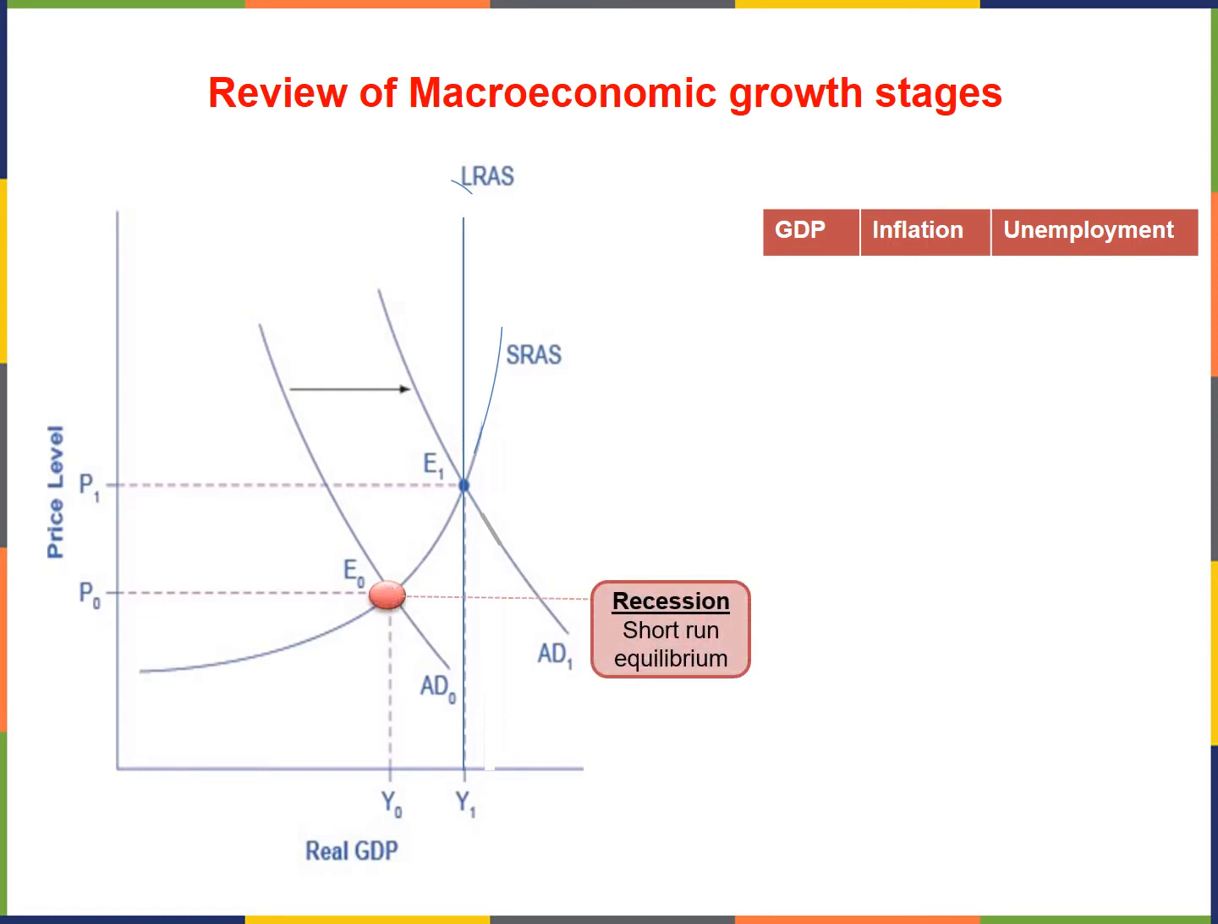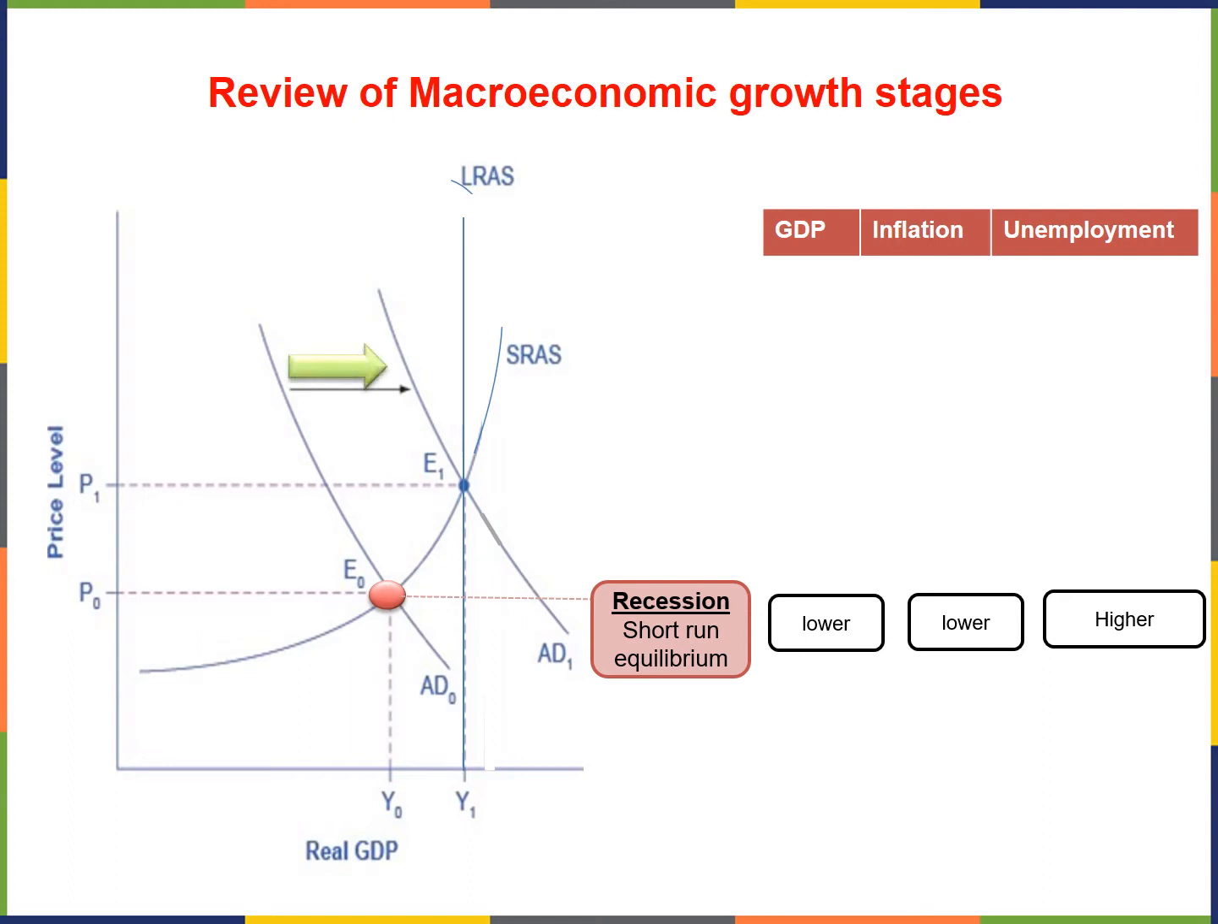So here we have a recession, a point of intersection between aggregate demand and short run aggregate supply that gives us a short run equilibrium. The GDP is lower, meaning that it is below potential GDP. Inflation is lower, and unemployment is higher because the economy is not doing well and people are out of a job.